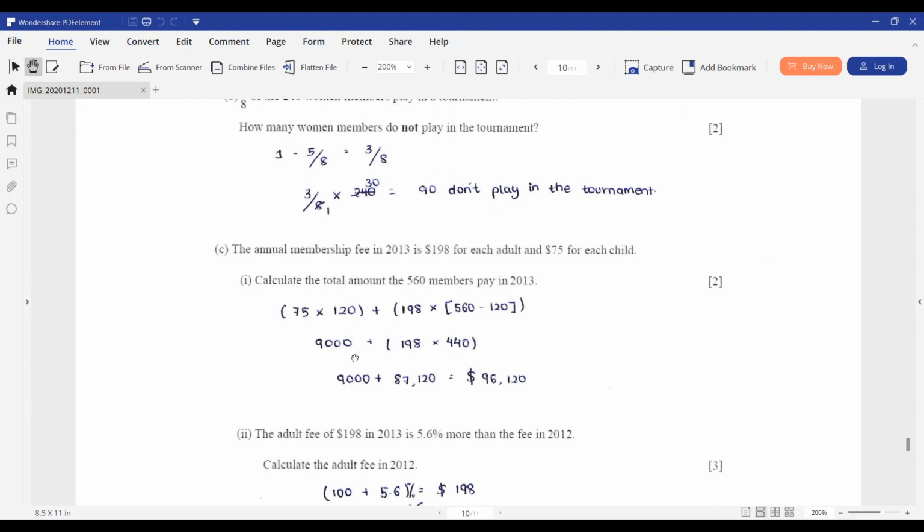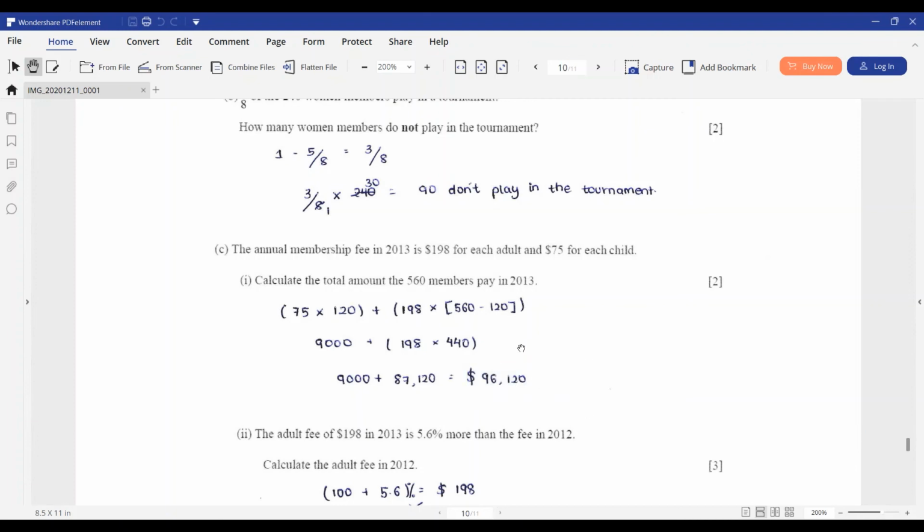So we're going to take 9,000, which is the product of this, add it to 87,120, which is the product of this, and adding them together gives us a total amount of 96,120. This is the total amount the 560 members pay in 2013.